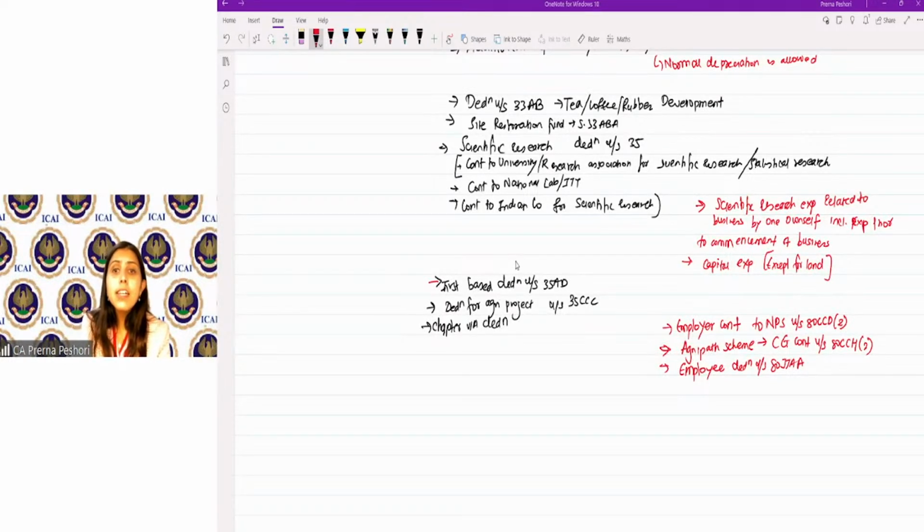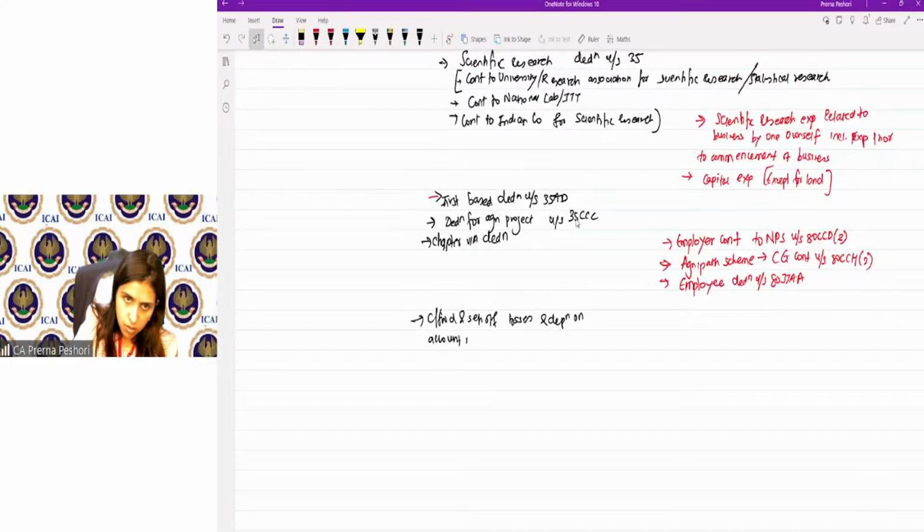Further, the carry forward and set off of the loss under the head house property with any other income would not be allowed. So, then write down: carry forward and set off of losses and depreciation on account of the deductions not allowed under section 115 BAC. And secondly, house property loss, set off of house property loss against any income.